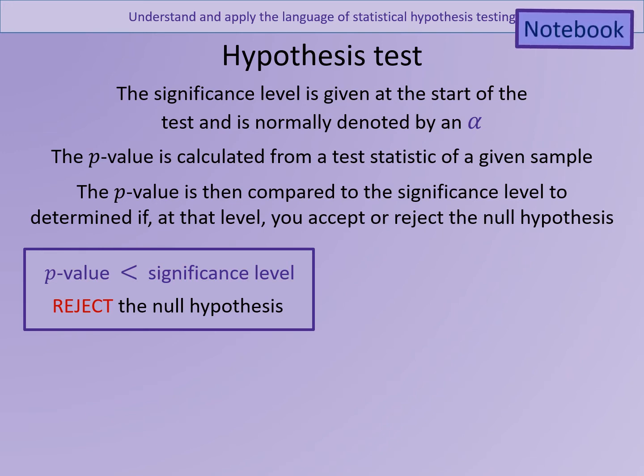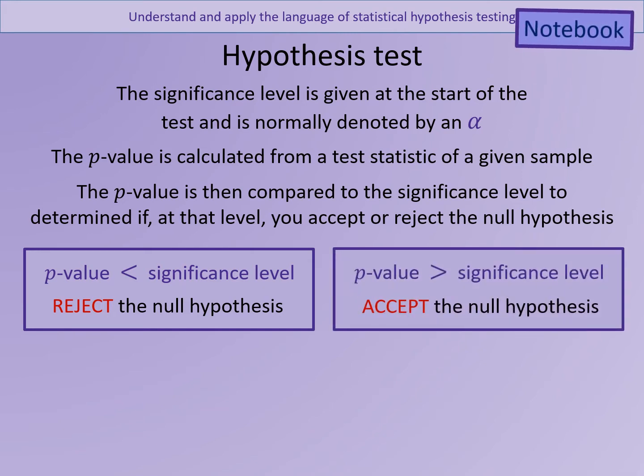For example, if you had chosen a significance level of 0.05 and you'd calculated a p-value of 0.04, you would say that this was sufficient evidence to reject the null hypothesis in favour of the alternative hypothesis. However, if you calculate a p-value that is greater than the significance level, then you would not have sufficient evidence to reject the null hypothesis, so you'd accept it.